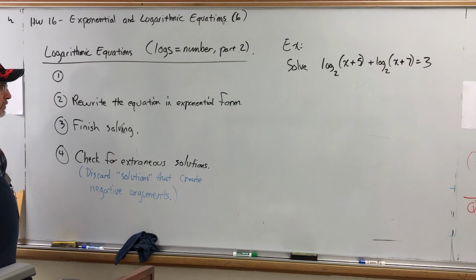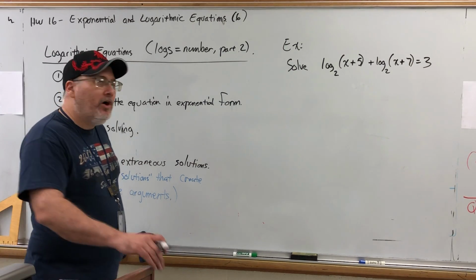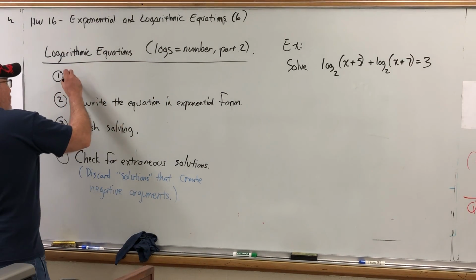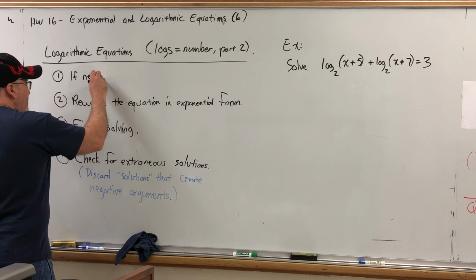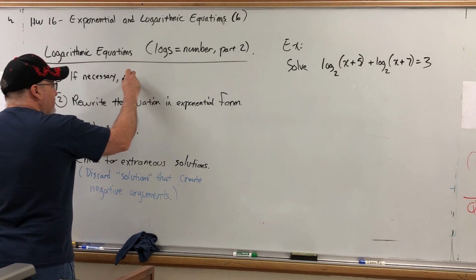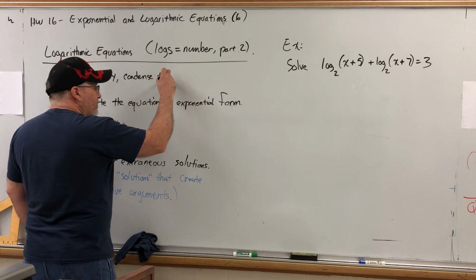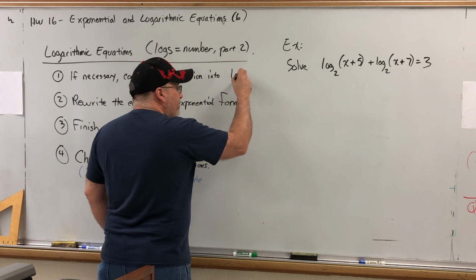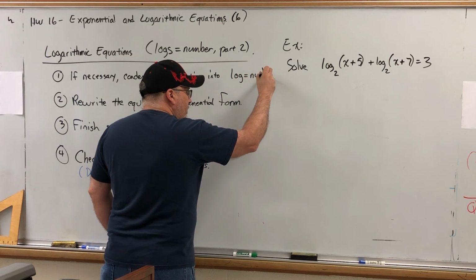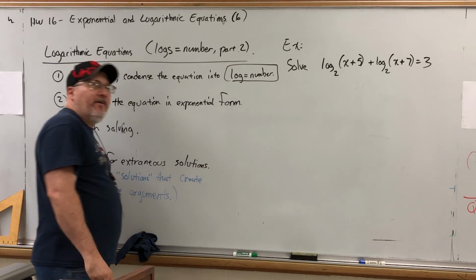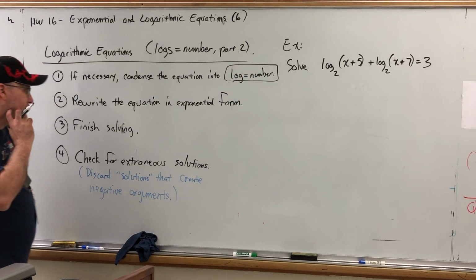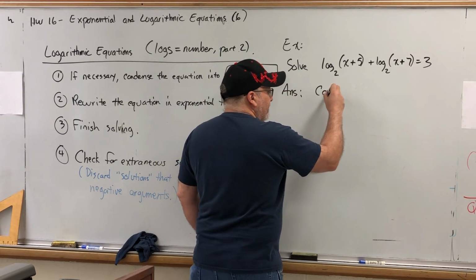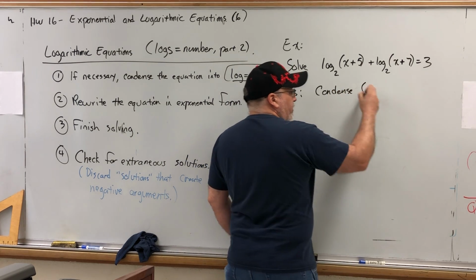Can we fix that? Can we take the 2 logs on the left and make it look like 1 log? Of course we can. We can condense. Your first move is, if necessary, condense the equation into log equals number. So we need 1 log on the left. Okay, then we can do the rest of the steps. So we need to start by condensing this. And in this case, we're going to use the product rule.